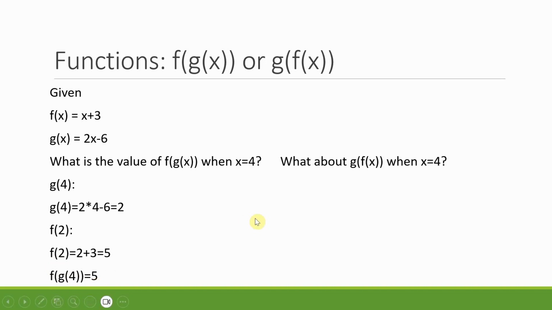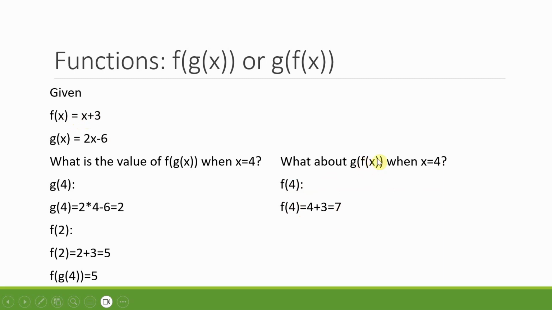Let's take a look at another example. What about g of f of x when x is 4? It's the same thing, but in reverse. This time, f is inside of g, so I need to solve for f first. Let's find f of 4, because x is 4, and that's the first one I have to find. At that x, I put 4 in, so 4 plus 3, that's 7.